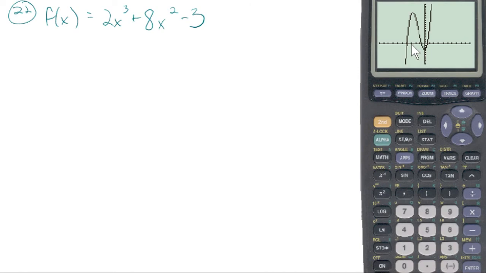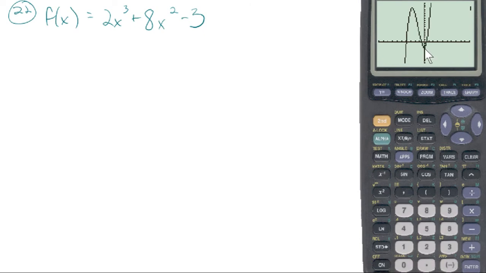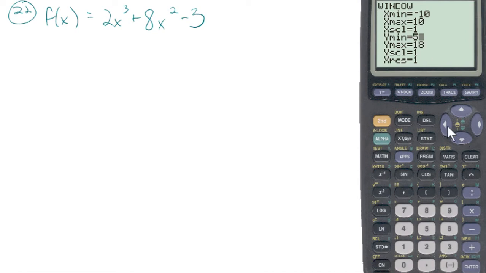So we want to find first the x-intercepts. There's 1, 2, 3 of them. So I don't like how stretched out this is. So I'm going to go into the y maximum and go to 18. And also, you'll notice that down here, there's a lot of space. So we might push up on this because we know that this y is negative 10. So maybe we'll push up on the bottom, the minimum y value, up to negative 5.